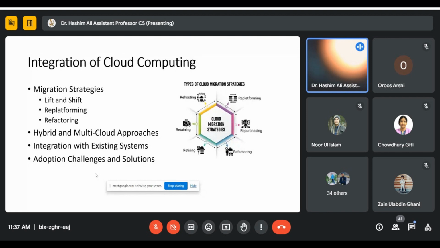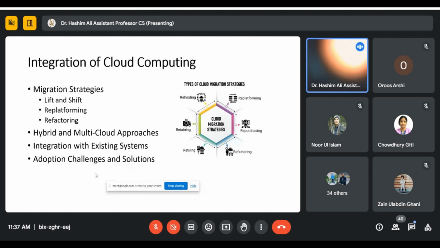When we say integration of cloud computing, we have different migration strategies available, because we want to achieve the maximum out of the cloud resources. The different migration strategies are the lift and shift strategy, then the re-platforming strategy, then the refactoring strategy.